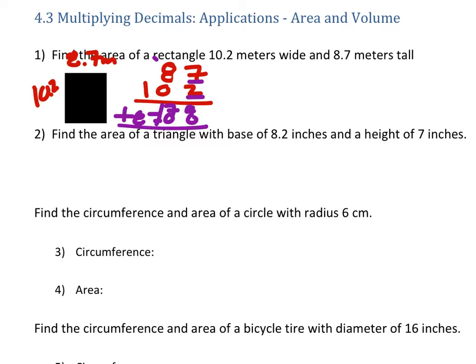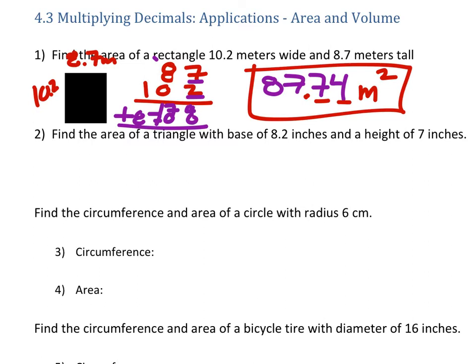And when I add these, I get 87.74. But I still need my 2 decimal place values, so it's actually 87.74 meters squared. There it is.